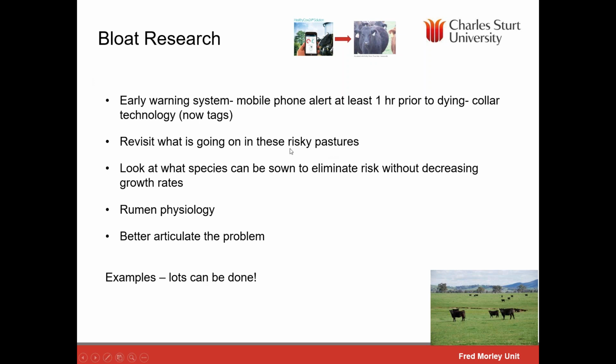We need to revisit what's going on in these risky pastures. No one, to my knowledge, has really looked at this over the last 20 to 30 years, and we've certainly changed a lot of the agronomics of what we're growing, even just in terms of the phalaris and the clovers that we're now using, and possibly sowing other species. There's some more rumen physiology work that needs to be done, and I don't think we have a good understanding of the extent of bloat that is occurring, but perhaps that's just my take on things. So those are just some examples, showing that there are plenty of questions there to be answered.